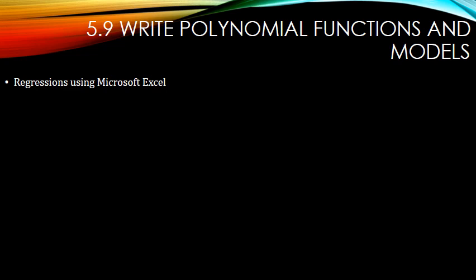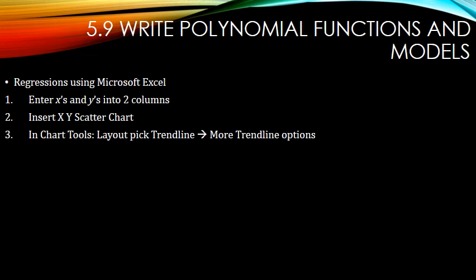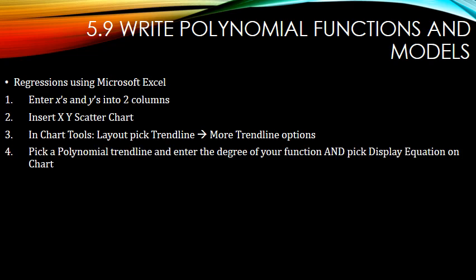You can do the same thing with Microsoft Excel. Enter your X's and Y's into 2 columns. Insert an XY scatter chart. In the chart tools, go to the layout, pick trend line, and then more trend line options. And pick the polynomial trend line and enter the degree of your function. And make sure you pick display equation on chart. Click done, and your answer is on the chart.